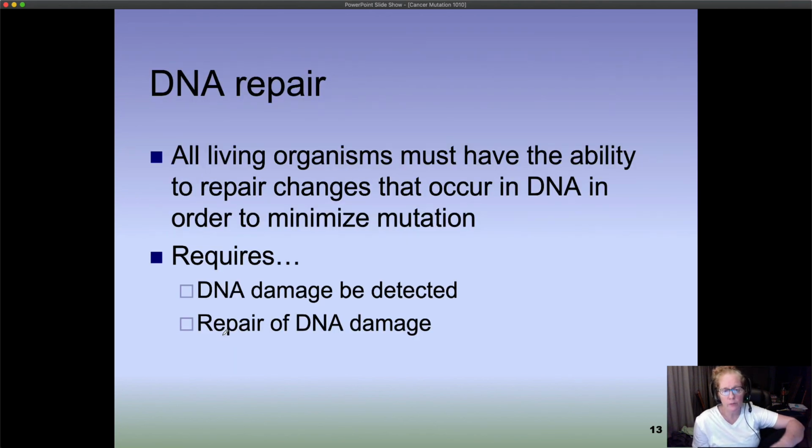So for our next lecture in part 2, we're going to go ahead and end here for part 1, and in part 2, we're going to talk about the different mechanisms of DNA repair. See you on the flip side.